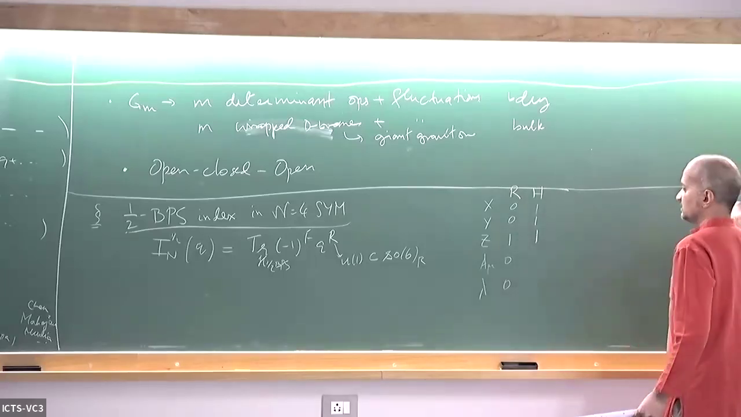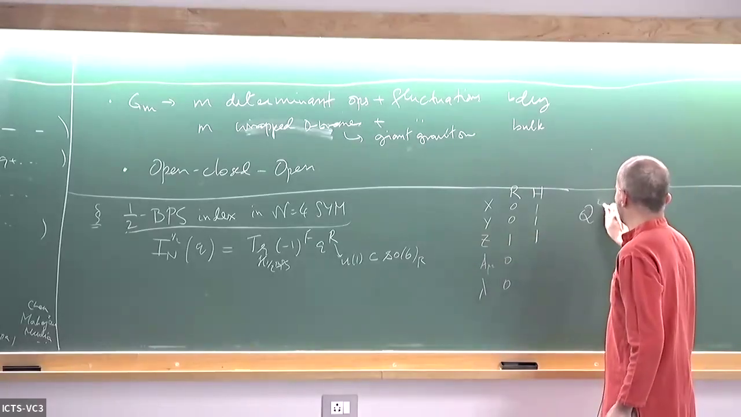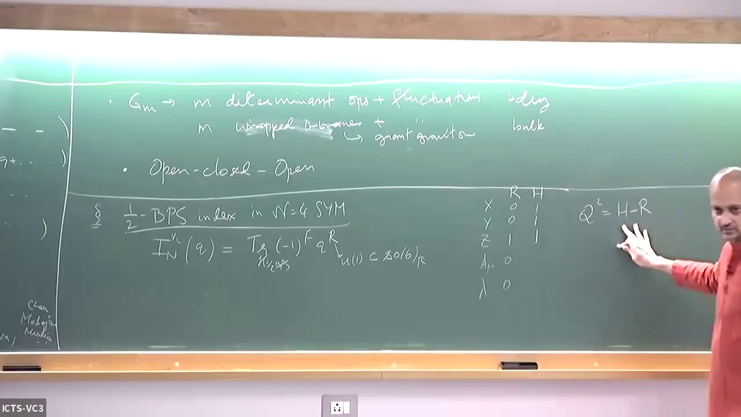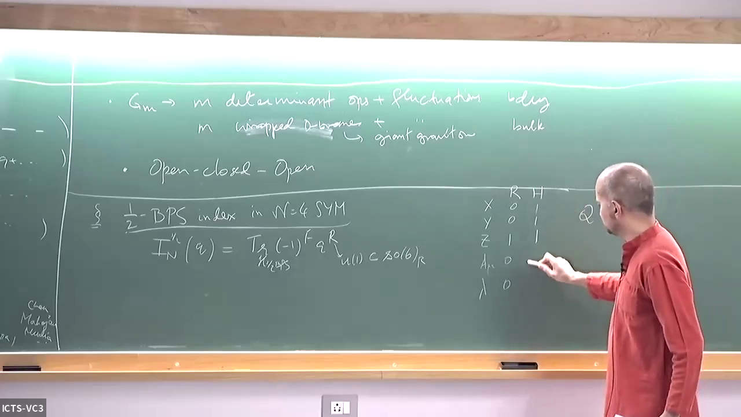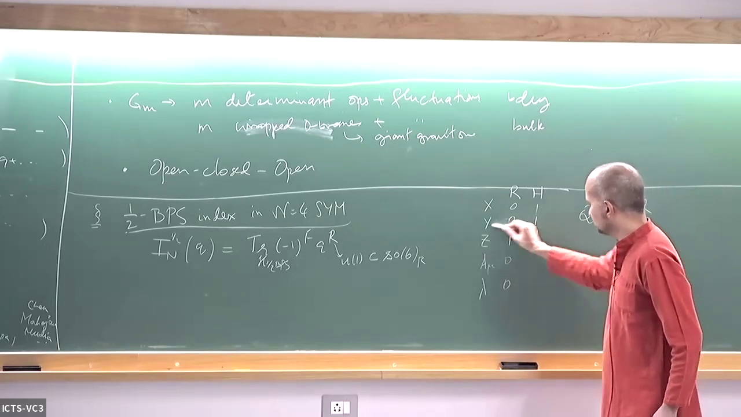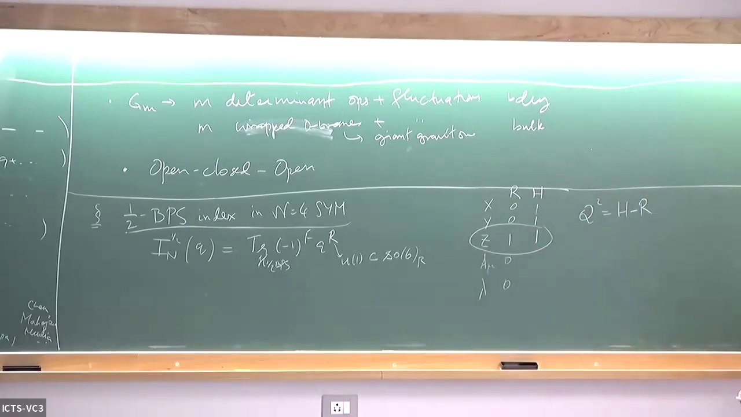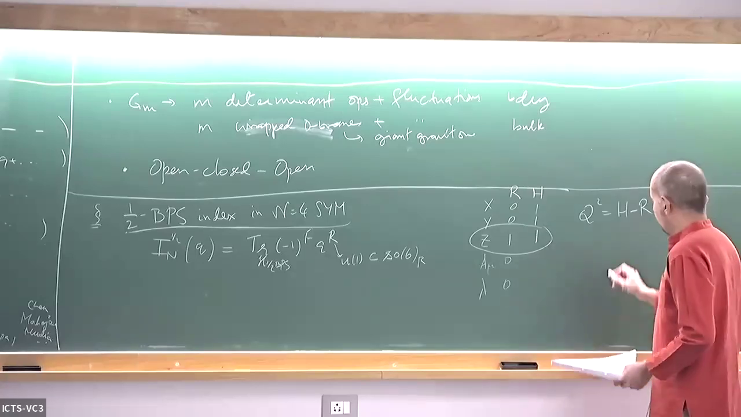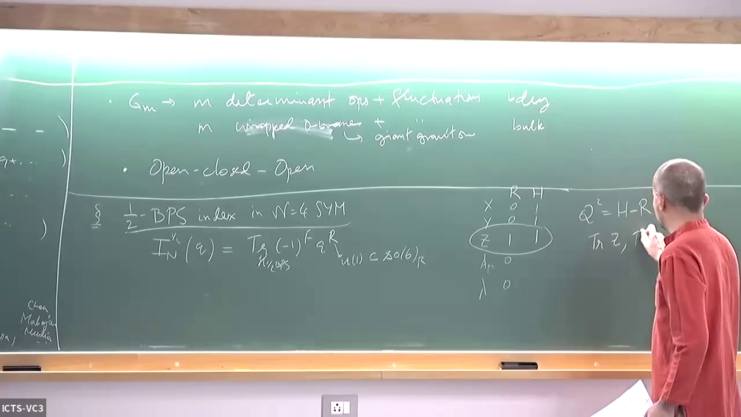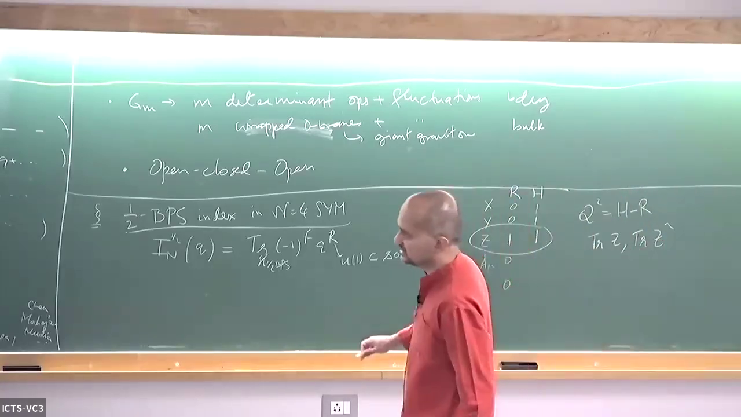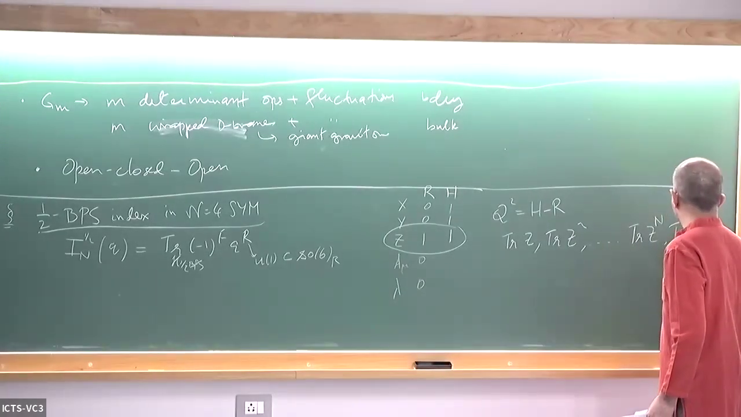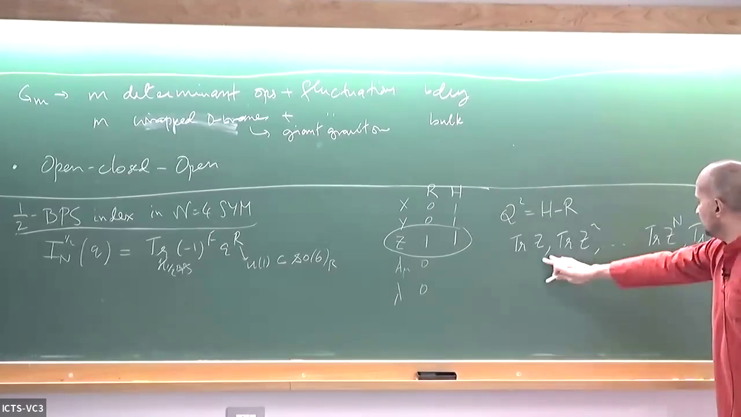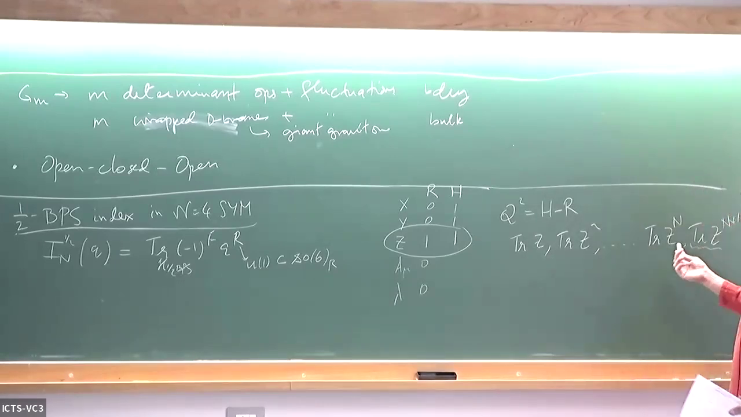This index is the one which saturates this inequality: Q squared is H minus R. As you can see from this table, this is not 0. So this is the only letter in the free theory that contributes to it, and so it's an easy problem. I should have said, I'm doing U(N) theory. It's usually nicer in these examples, so you keep this one as well. So up to trace Z to the n.